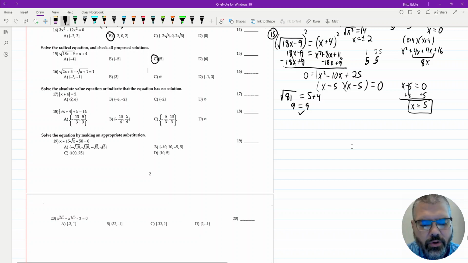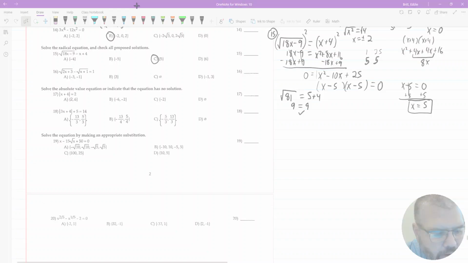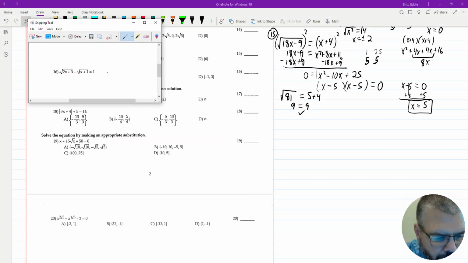Number 16 is one with 2 radicals. So what I'm going to do, this one is a little bit longer. So I'm going to copy this one out and move it down a little bit so I have a little bit more room to work.